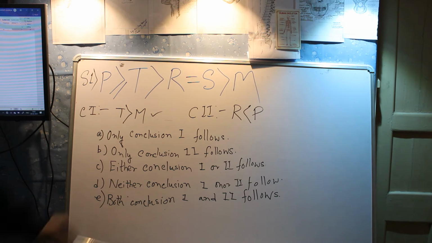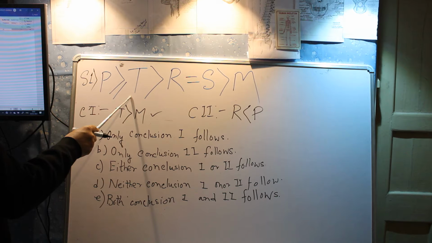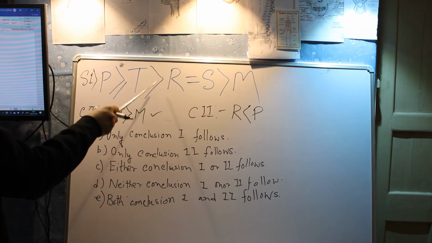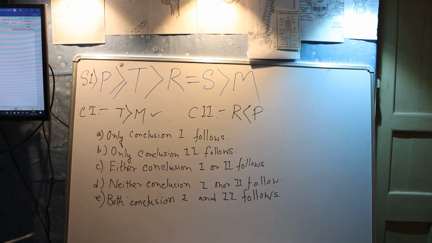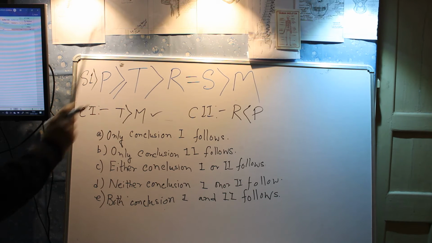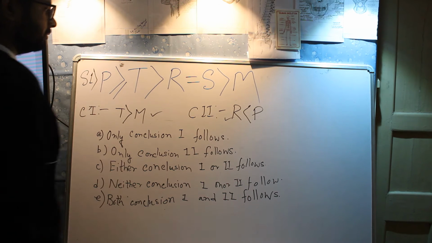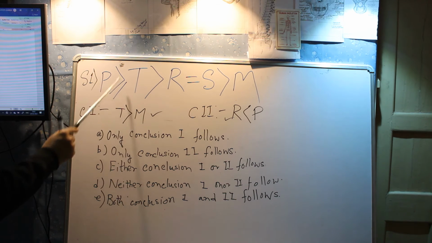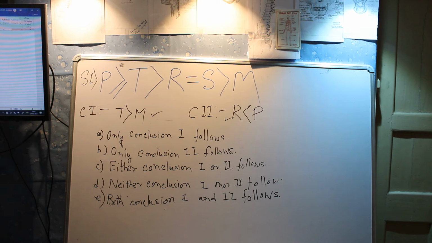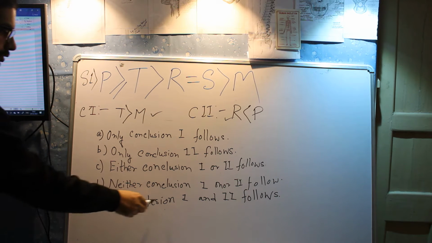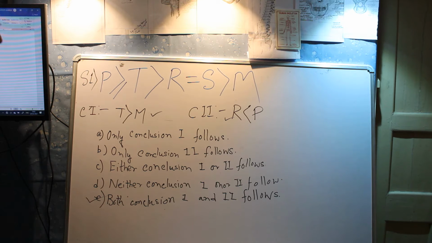Now look at the conclusion 2. P is greater than R, or R is less than P. You see, P is greater than or equal to T and T is greater than R. It means P is greater than R. Okay. So this conclusion is also correct. P is greater than R. Now, if P is greater than R and T is greater than M, means both conclusions 1 and 2 follow. So this is the option.